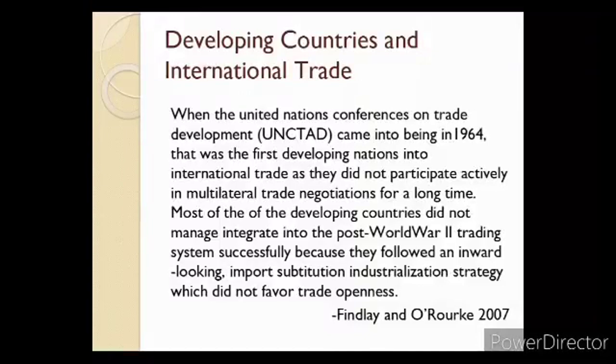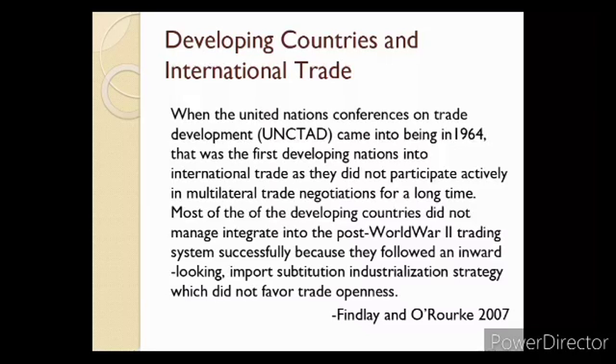Developing countries and international trade. When the United Nations Conference on Trade and Development came into being in 1964, that was the first step for developing nations into international trade, as they did not participate actively in multilateral trade negotiations for a long time. Most of the developing countries did not manage to integrate into the post-World War II trading system successfully because they followed an inward-looking, import substitution, industrialization strategy which did not favor trade openness.